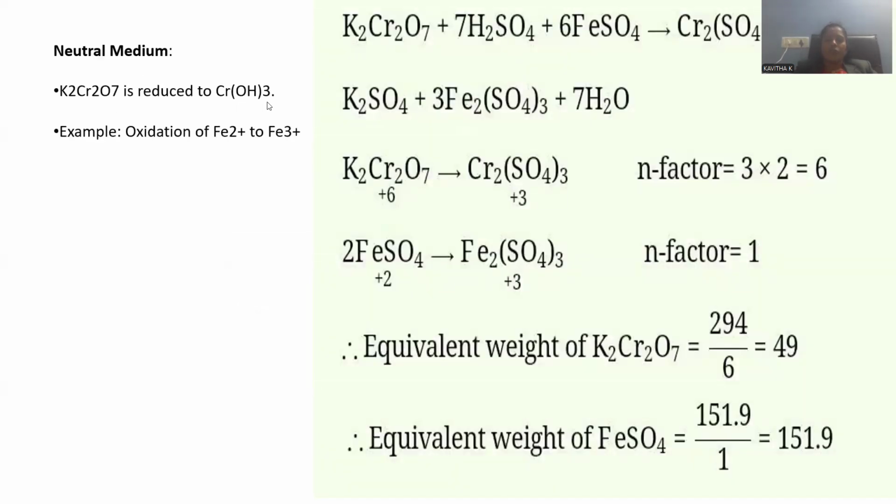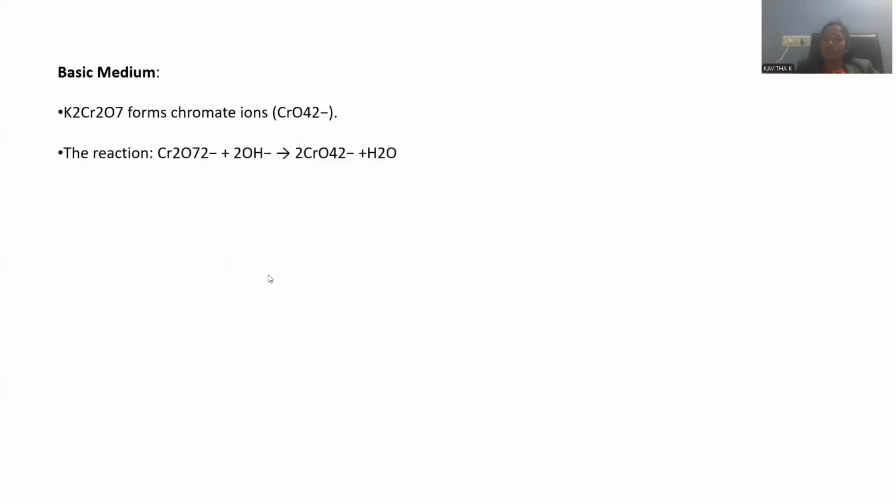K2Cr2O7 is reduced to chromium hydroxide. Fe+2 will be converted into Fe+3 under neutral conditions. Under neutral conditions, there is a possibility of chromium hydroxide formation. So in all possible mediums, dichromate is able to react.